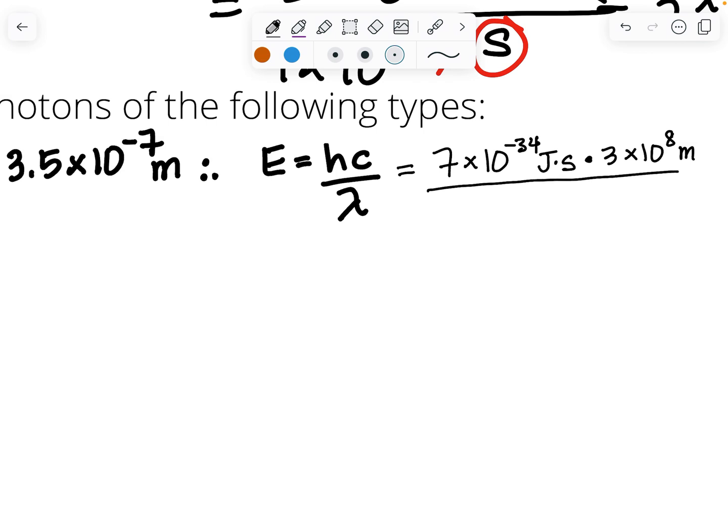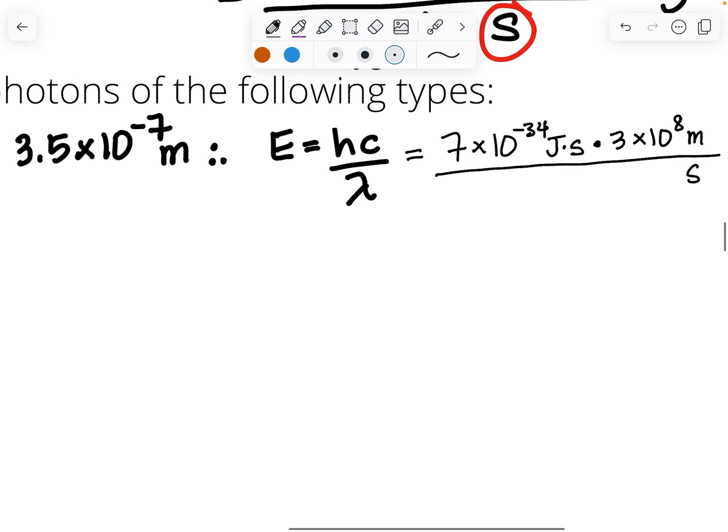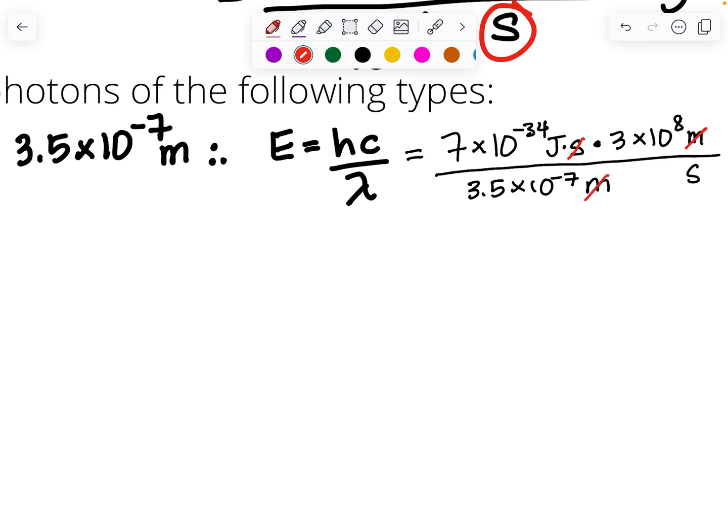So I'm going to go ahead and draw my line and put my seconds in the denominator. And then the wavelength that we just calculated, that is 3.5 times 10 to the negative 7 meters. So immediately we can see that the units that cancel are meters on top, meters on the bottom, seconds on top, seconds on the bottom. That means we're left with joules. That's good because that's how we measure energy. So we know we're on the right track.